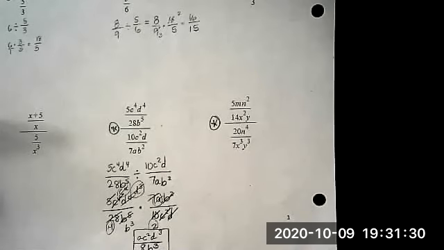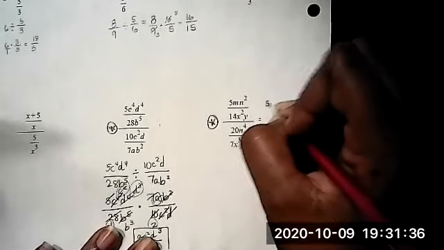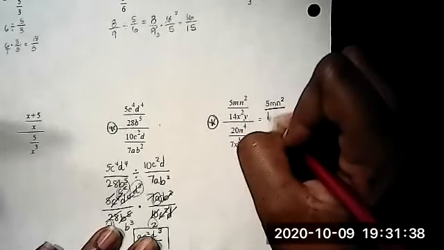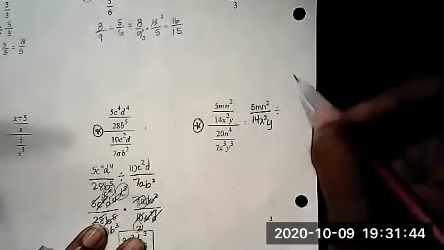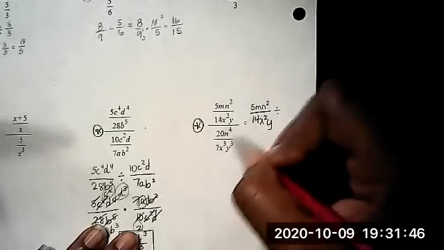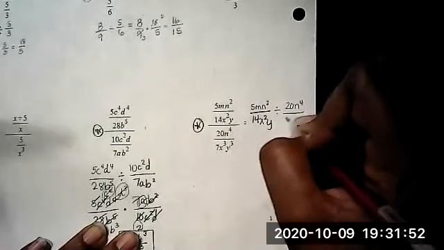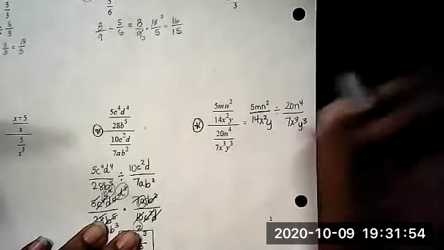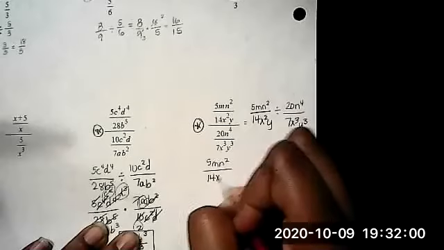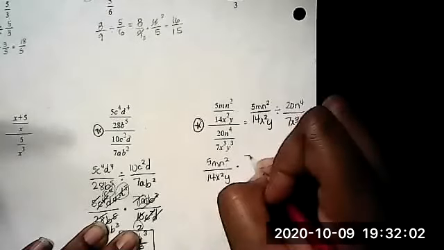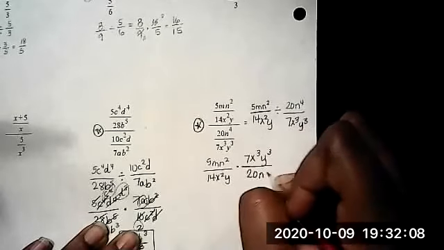It looks difficult, but it is just understanding processes. So again, I'd write this out, 5mn squared over 14x squared y divided by 20n to the fourth over 7x cubed y cubed. Sometimes it's easier for me to write it like that as opposed to this type of division, although this is still division. So I keep the first the same and multiply by the reciprocal, 7x cubed y cubed over 20n to the fourth.